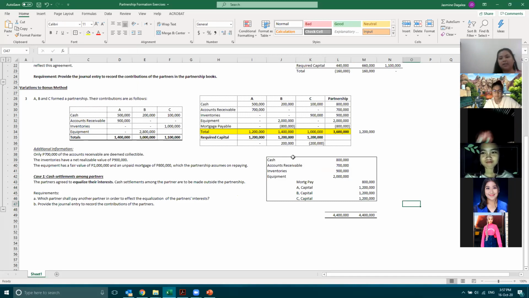Settlement. Ma'am, ano yung difference nung kanina, yung parang may nag-deduct sa capital account? Pag stated sa problem na nag-settle yung partners among themselves, pag they are required to add investments or withdraw from the business, i-state yan sa problem. Pero pag silent yung problem, bonus method yung gagamitin nyo.